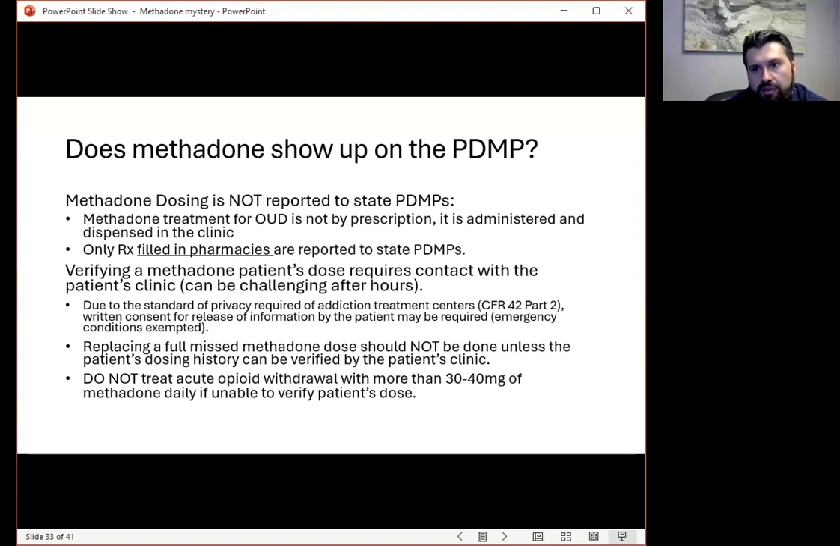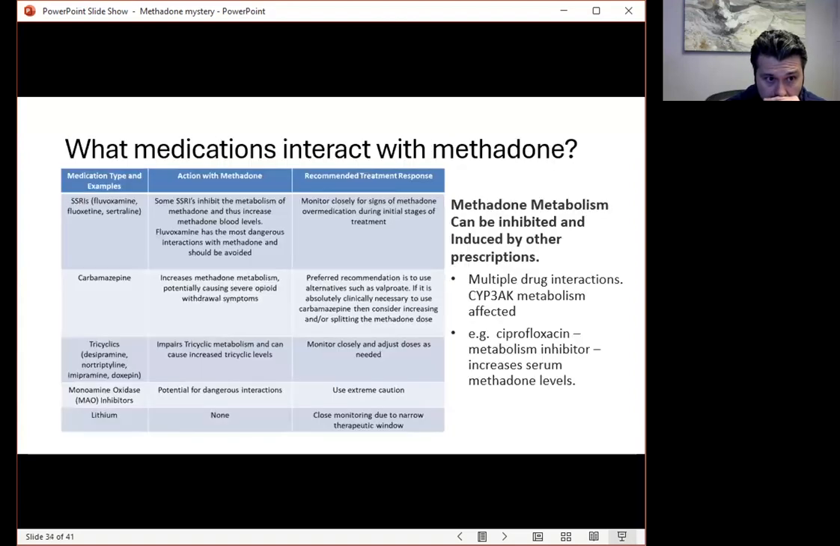So I encourage you to build those relationships with your patients and try to find out if they're on it, but technically they don't have to disclose that to you.